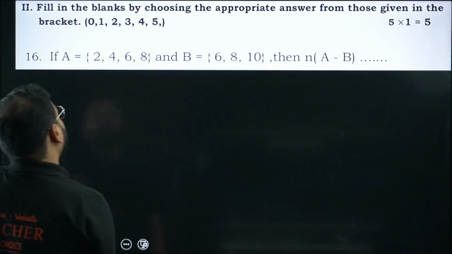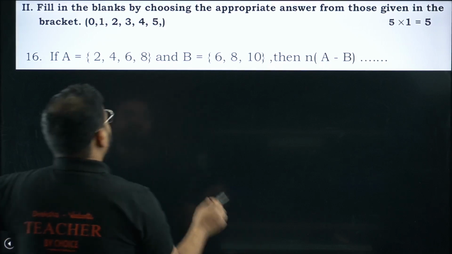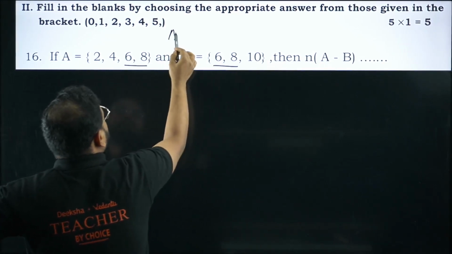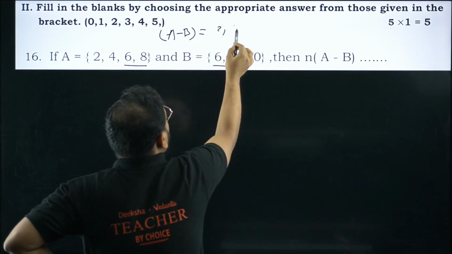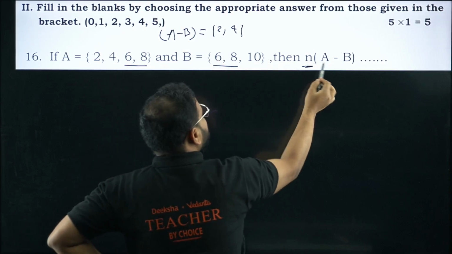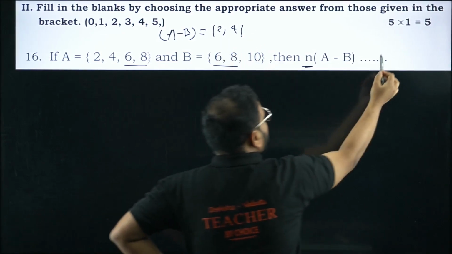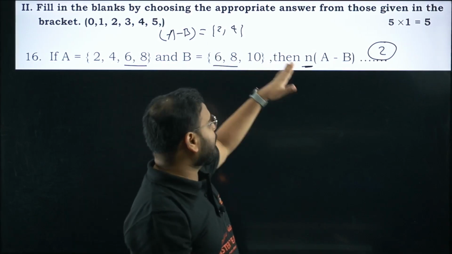Okay, A is given as 2, 4, 6, 8. B is given as 6, 8, 10. A minus B, bacha, will be 2 and 4. 6 and 8 are already over here. So A minus B would be 2 and 4. What are they asking, bacha? Number of elements in A minus B. How much is that? 2 only, right? First element, second element. What is the answer, bacha? 2. They're not asking the element value, they're asking the number of elements.